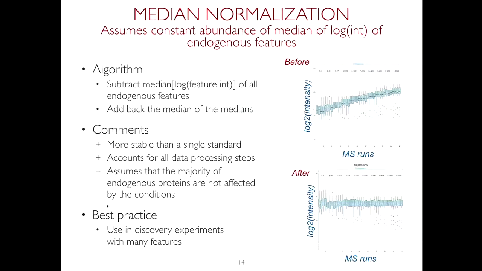Usually the best practice is that when we have many features in a discovery experiment, we think that only a small number of proteins is affected. So that's what we usually use. This is just an illustration. It was a spiking experiment, or actually a titration experiment, so we know that between conditions there's a systematic change in abundance. If you use median normalization, obviously we remove the signal together with the noise. So this is not a good thing.